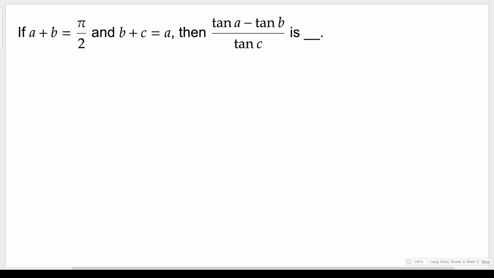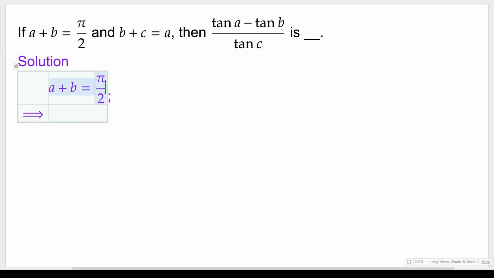So in the problem statement it is mentioned that if a plus b is equal to pi over 2 and b plus c is equal to a, then we need to compute the value of this expression, that is, (tan a minus tan b) over tan c is equal to what? So first of all, let us observe what is given to us, that is, a plus b is pi over 2.